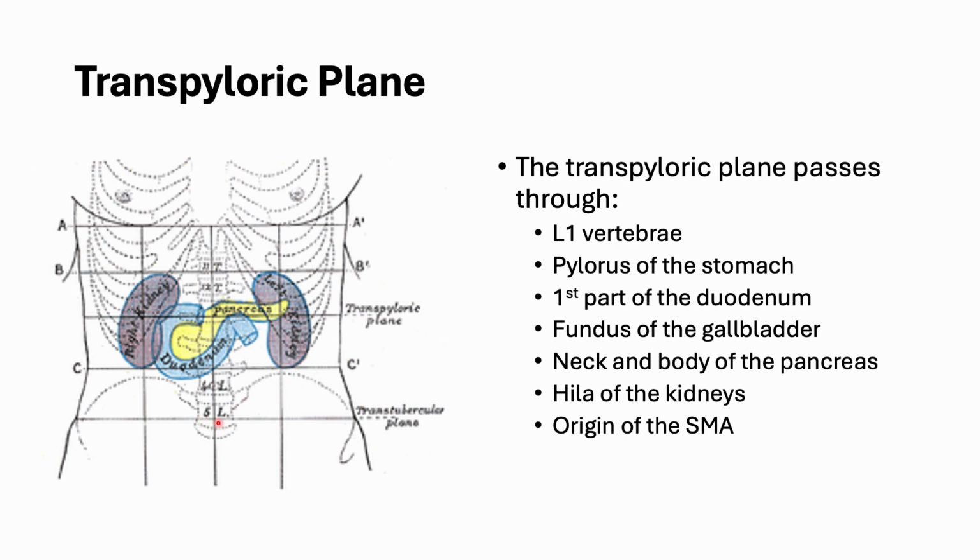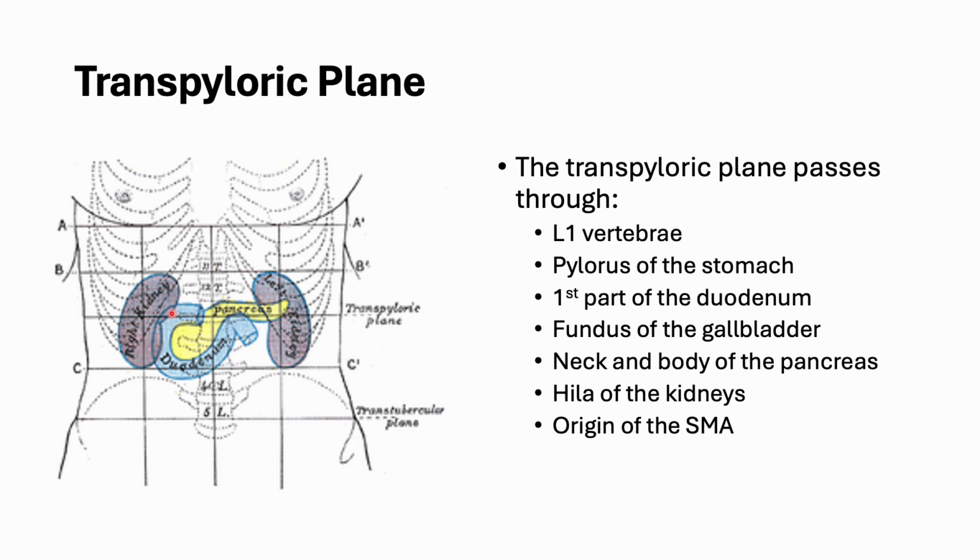But we can see L5, L4, L3, L2, and L1. So this is the transpyloric plane. The plane passes through the L1 vertebra. Then we have the pylorus of the stomach, which is not really well seen, but it does pass through. Then you have the first part of the duodenum over here.